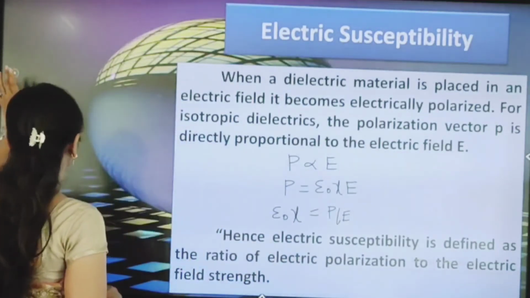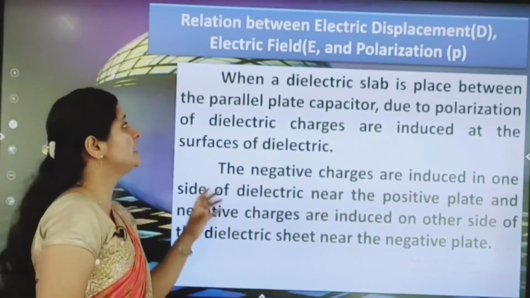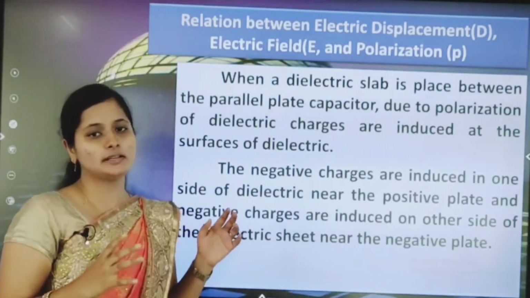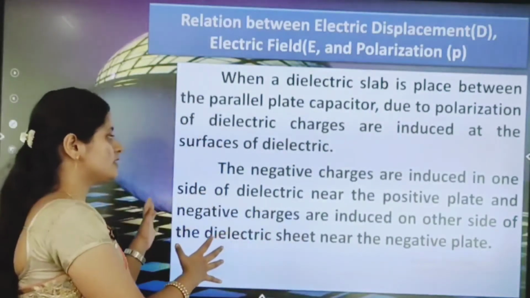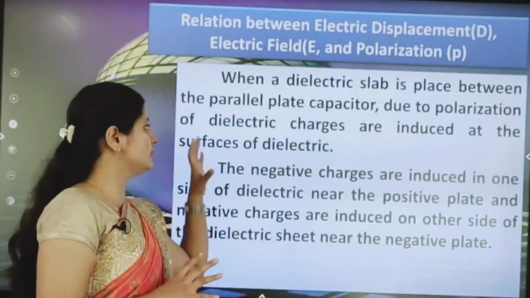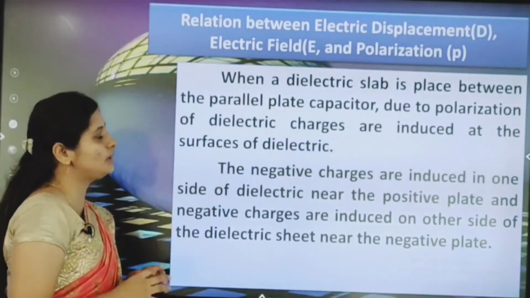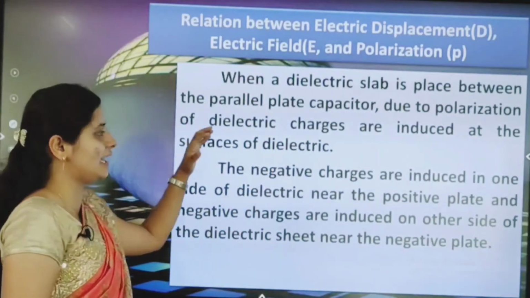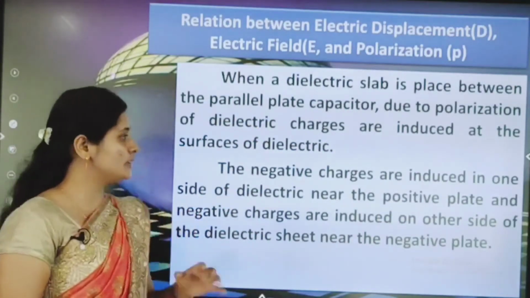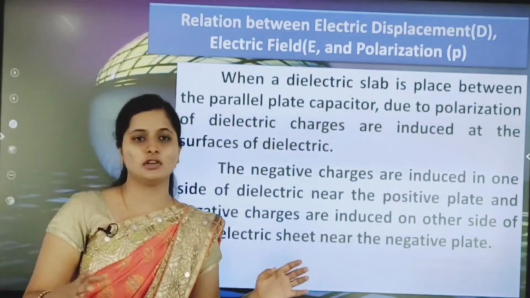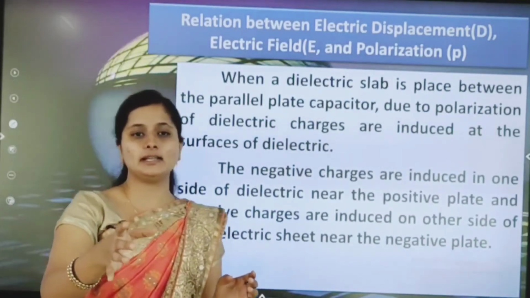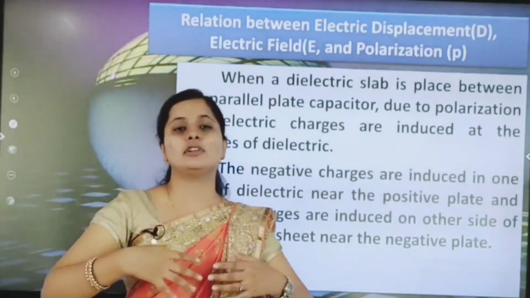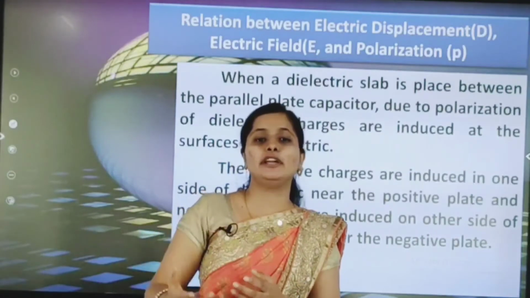Next, we'll move to the third concept of today's video, that is the relation between the electric displacement, electric field and the polarization, that is P. In that, first we'll see some theoretical part. Here, the first para: when a dielectric slab is placed between the parallel plate capacitor, due to polarization of dielectric, charges are induced at the surface of the dielectric. Already we know that we are keeping our dielectric slab in between the parallel plate capacitor. After that, we get our charges polarized, meaning we get some induced charges.